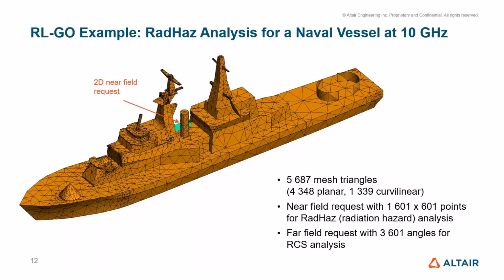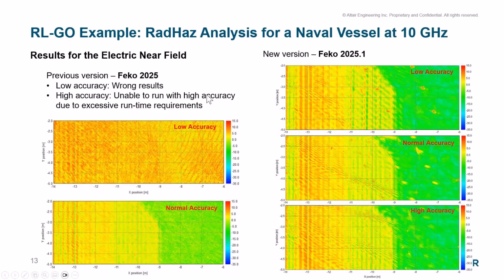With the previous version, which was FICO 2025, with the low accuracy setting, it was resulting in some inaccuracies and incorrect results. And with the high accuracy, it was taking a very long time to compute the results due to the number of rays that were considered. But with the newer FICO 2025.1 version, we can observe that all three accuracy settings can give us similar results.